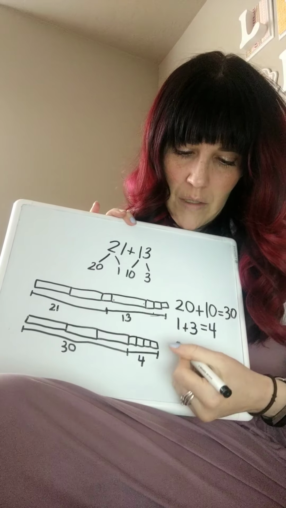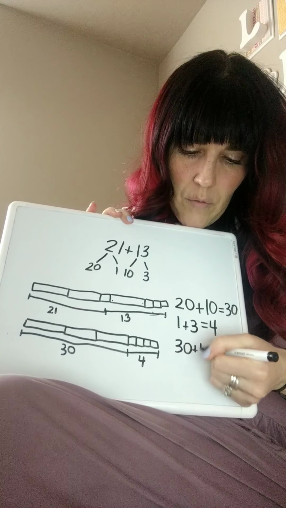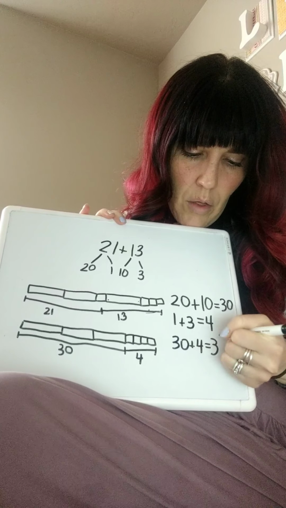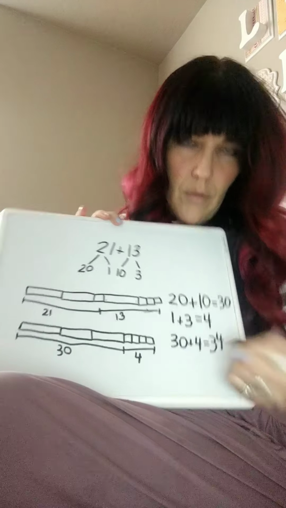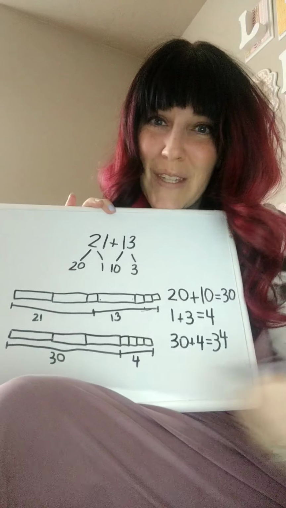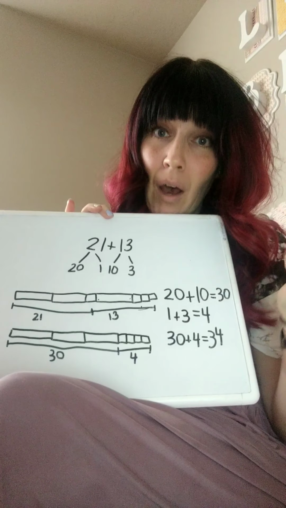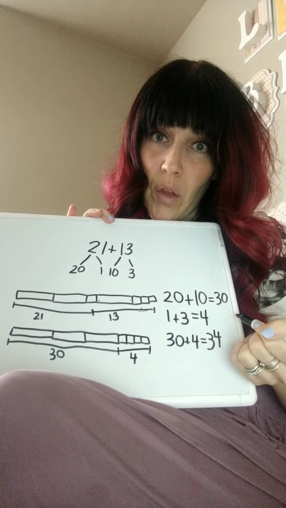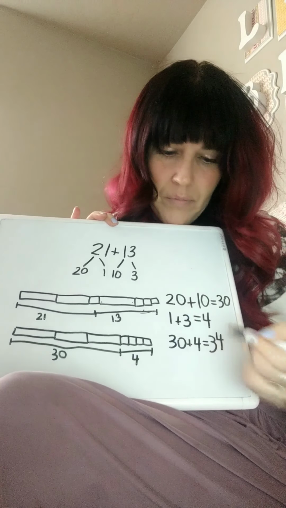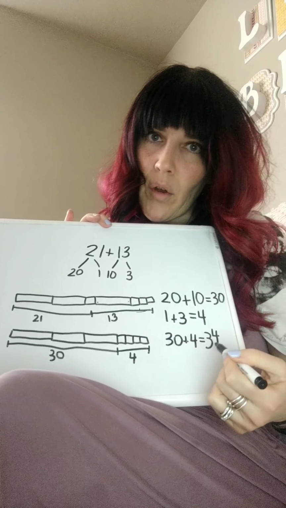So our new number sentence is 30 plus 4 equals 34. Am I done? Not yet, because we still have to circle back. So remember that phrase, that means, so I know that 20 plus 10 equals 30. I also know that 1 plus 3 equals 4. If I combine them, I know that 30 plus 4 equals 34.